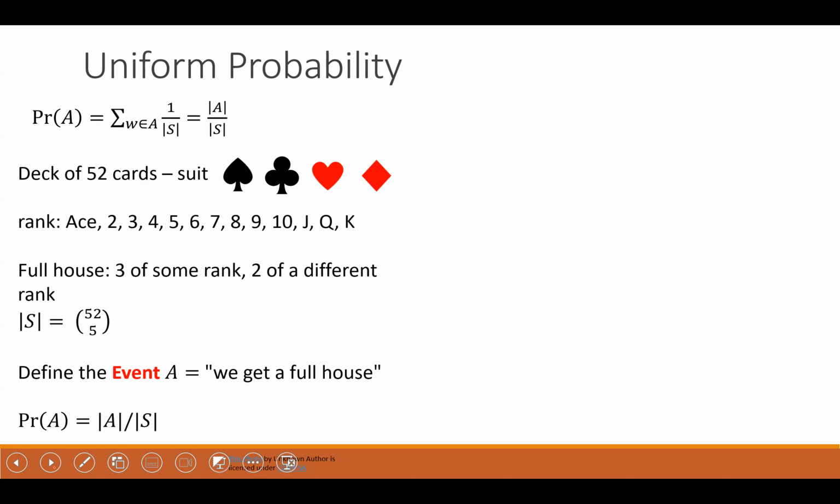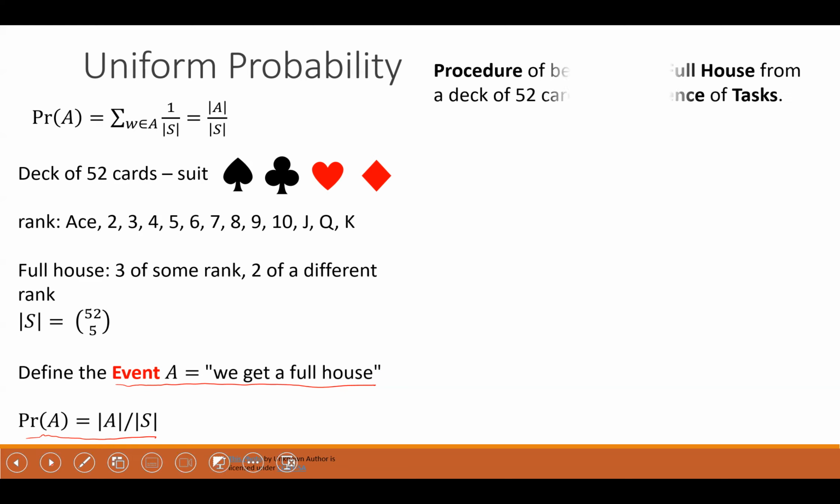Yeah, so my event A is that out of my 5 cards, I have 2 of one rank and 3 of another, in other words, a full house. And my probability of this event using uniform probability is the size of the set A over the size of the sample space. So I get dealt 5 cards. I want to count all of the possible hands that are a full house out of all possible hands of 5 cards.